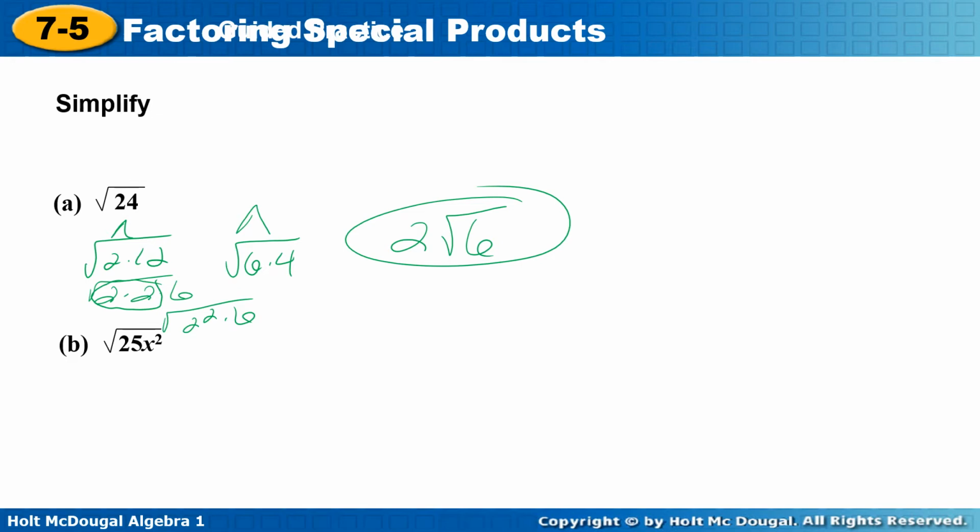Okay. The next one is a perfect square. 25 is a perfect square. X squared is a perfect square. So we just get 5x.